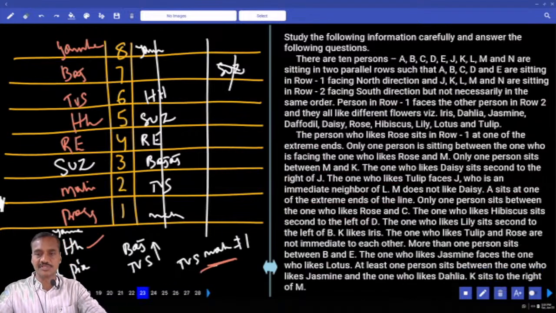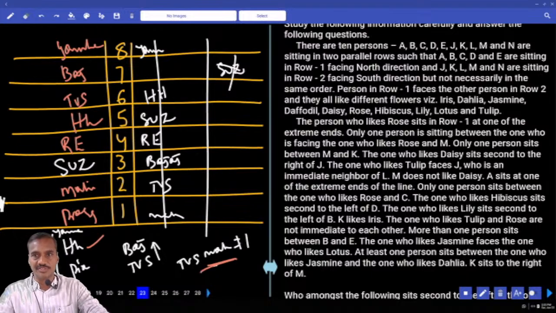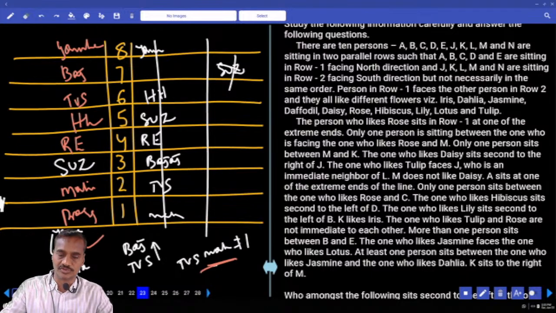Now, how many persons are there? There are some 10 persons. These 10 persons are seated in two different rows, row 1 and row 2. Row 1 is facing north. And who are the persons in row 1?